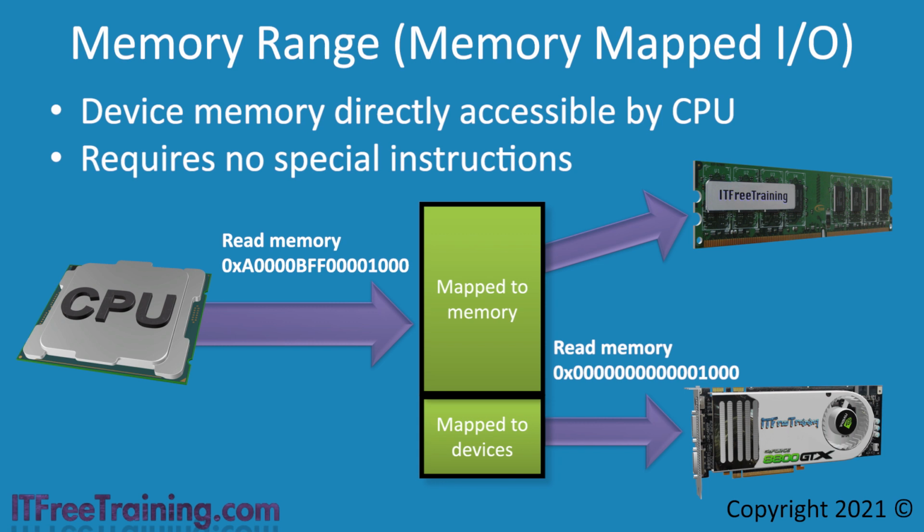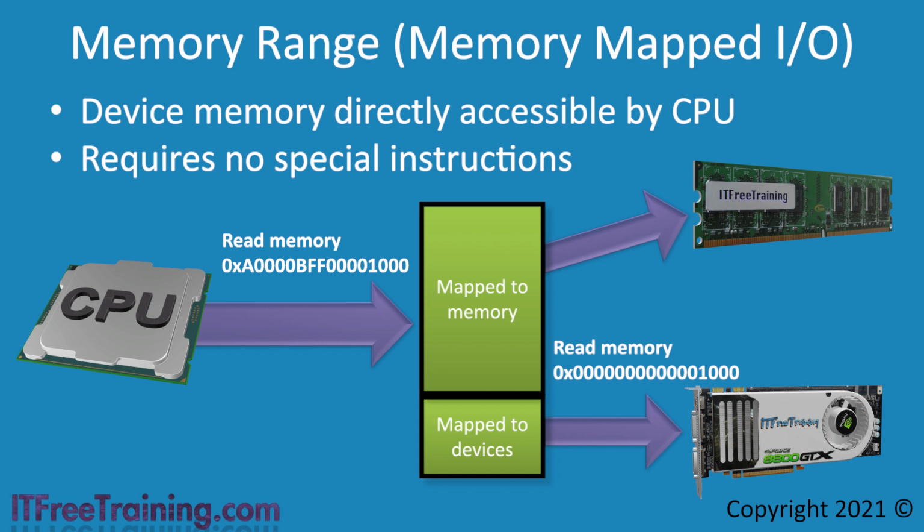As far as the CPU is concerned, when it is accessing memory on the video card, it is no different than when it accesses memory in the computer. The process and instructions are the same. So the question remains, should a device manufacturer use I/O range or memory range?